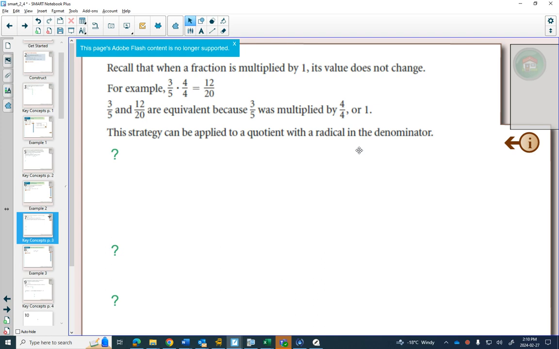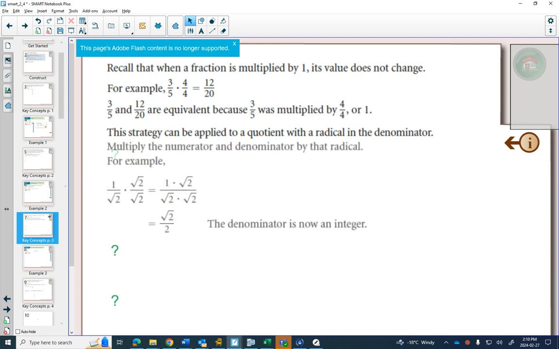Okay? Now, we are going to find out that in mathematics, mathematicians don't like to have square roots on the bottom of fractions. So if you have something like 1 over the square root of 2, they're going to consider that not simplified.